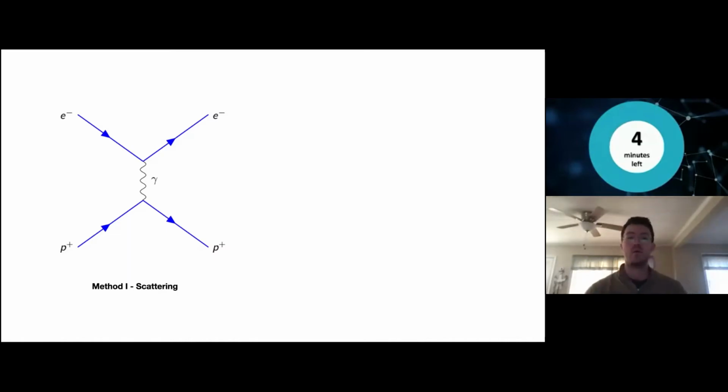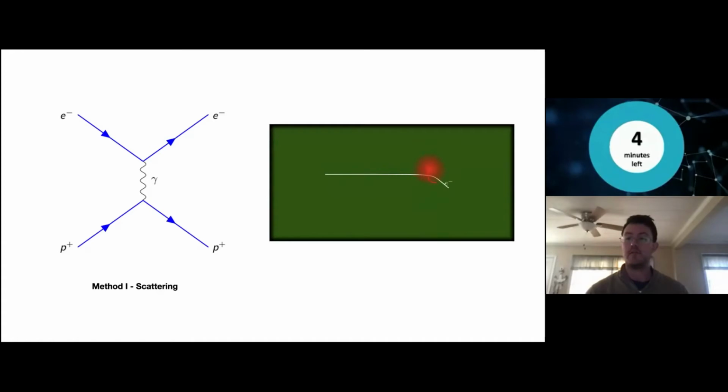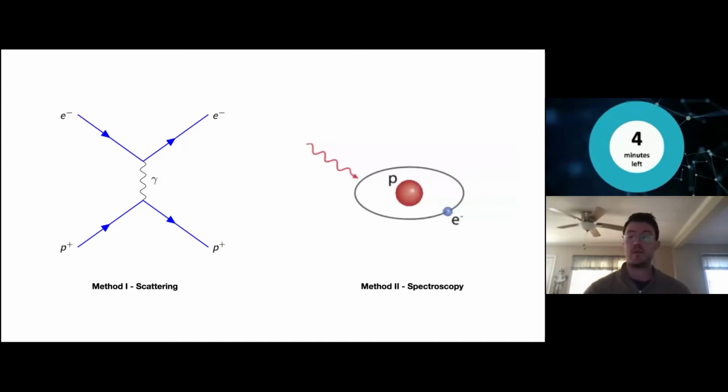And that's exactly what we do in scattering. We shoot a beam of electrons at a proton. And by knowing how quickly we shoot the electrons and what angle they bounce off the proton, you can infer the size of the proton. And I have a little video here showing just that, an electron coming in and bouncing off the proton at some angle. The second method is called spectroscopy. And in this method, you take a hydrogen atom, a proton with an electron in orbit, and you shoot a laser at it. This laser interacts with the electron and jostles it back and forth just a little bit. And by measuring how much the electron is jostled, you can infer the size of the proton.